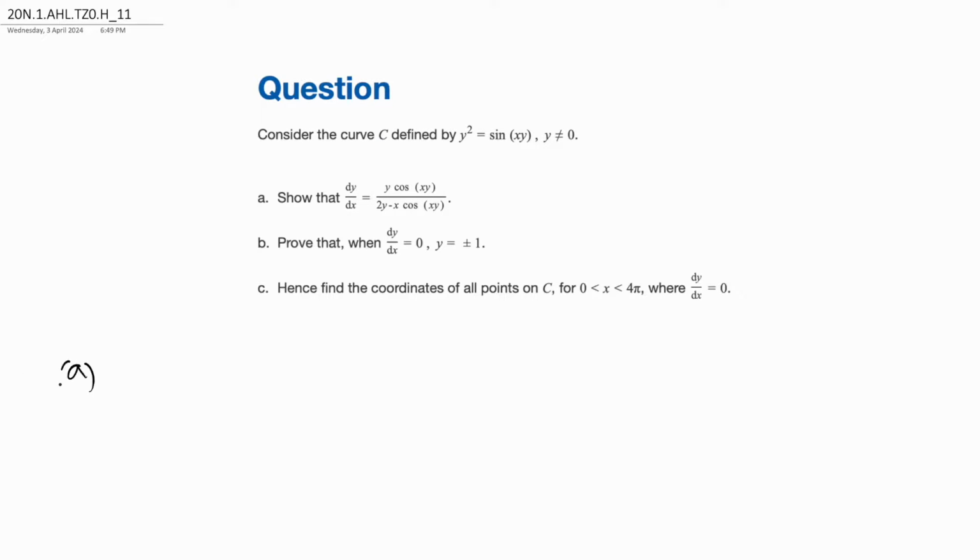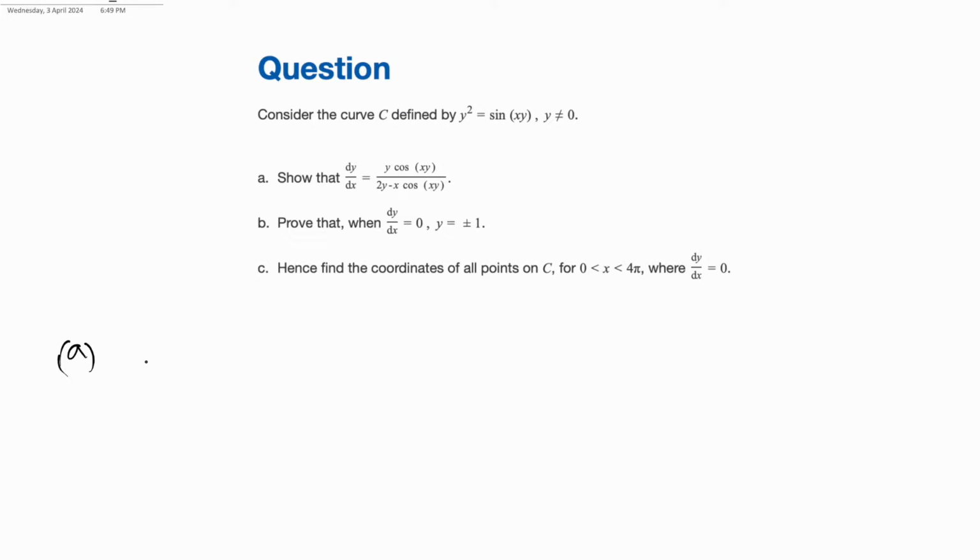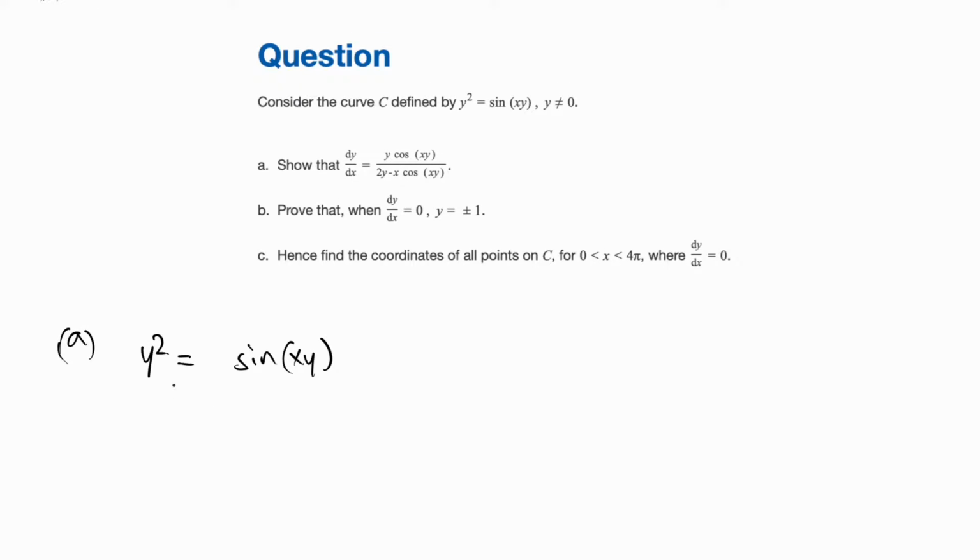So part A, how do we solve it? They're asking us to differentiate. They're saying dy/dx, so we need to differentiate our expression. Let's write down our original expression: y squared is equal to sin(xy). So let's differentiate. This is going to be an implicit differentiation, so make sure you know that skill before you approach this question. Let's differentiate both sides.